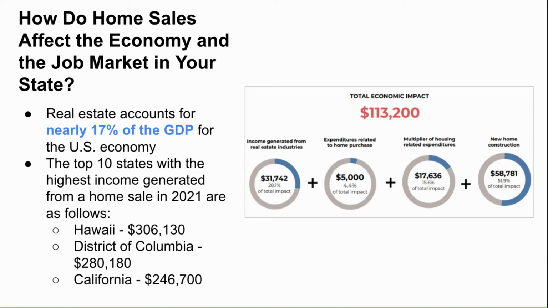So what NAR does is that they look at the top 10 states that generated the highest income from home sales in 2021. And the highest is Hawaii, followed by District of Columbia, next California. Now, just because Hawaii is number 1 doesn't mean that because the real estate market is crashing, Hawaii is going to crash as well, but it is definitely a metric we do want to look closely into.